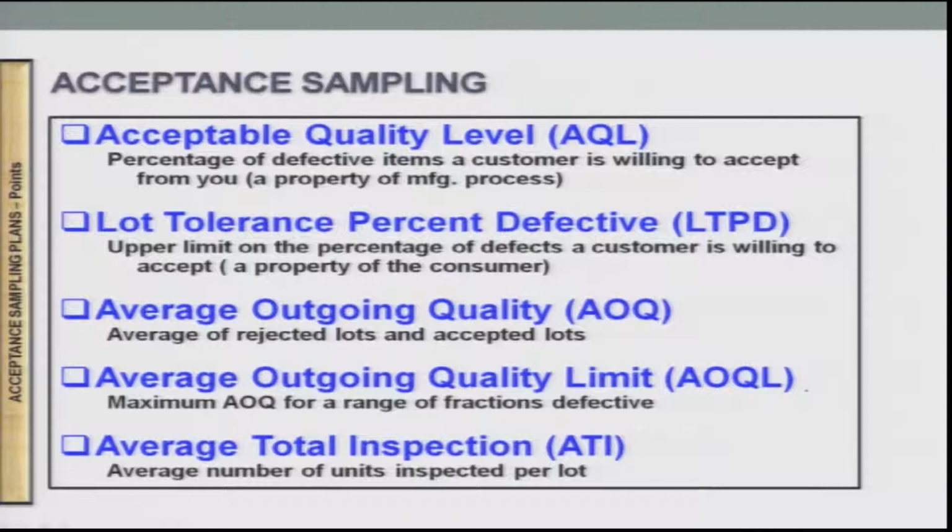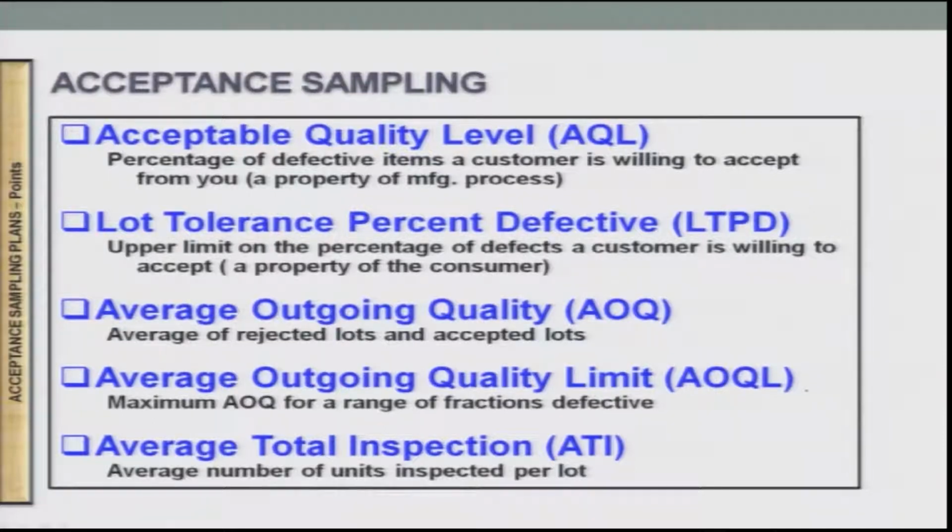In acceptance sampling, the important points are: the AQL level is the percentage of defective items a customer is willing to accept from you, a property of the manufacturing process, which is basically a sort of error. As I mentioned, these are basically alpha and beta errors, which you also encounter in hypothesis testing. Lot tolerance percent defective, the LTPD, is the upper limit on the percentage of defects a customer is willing to accept, which would also have a consequence or give information based on the alpha and beta values.